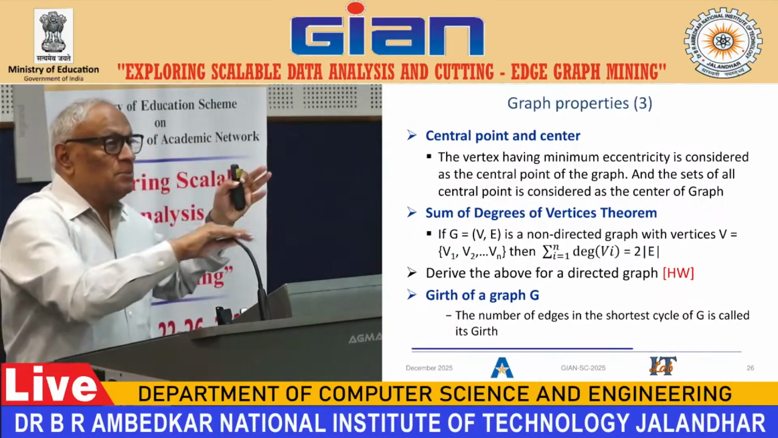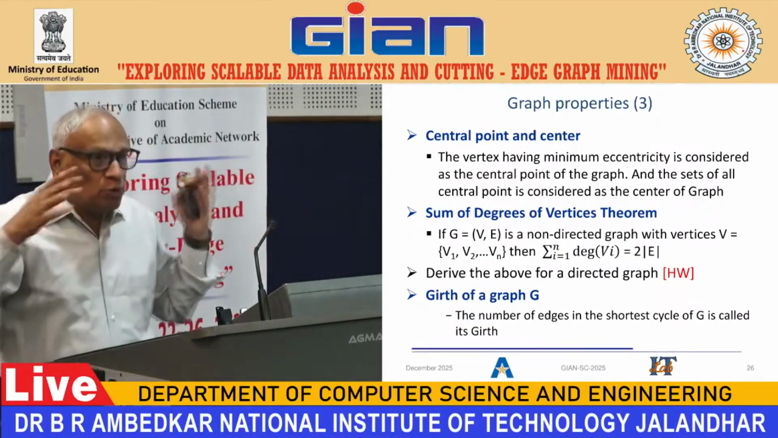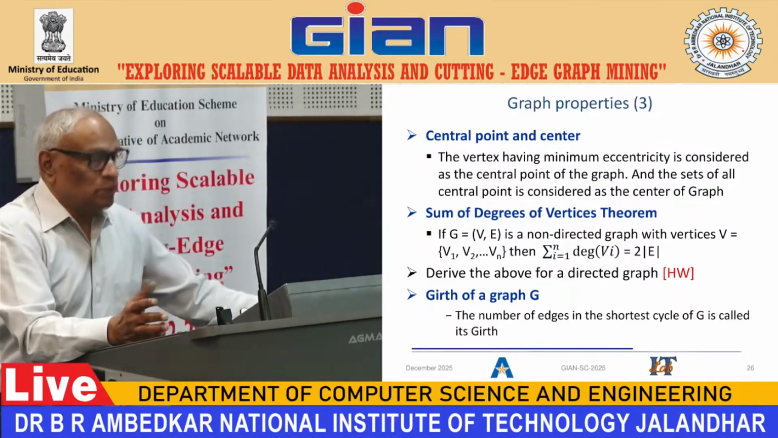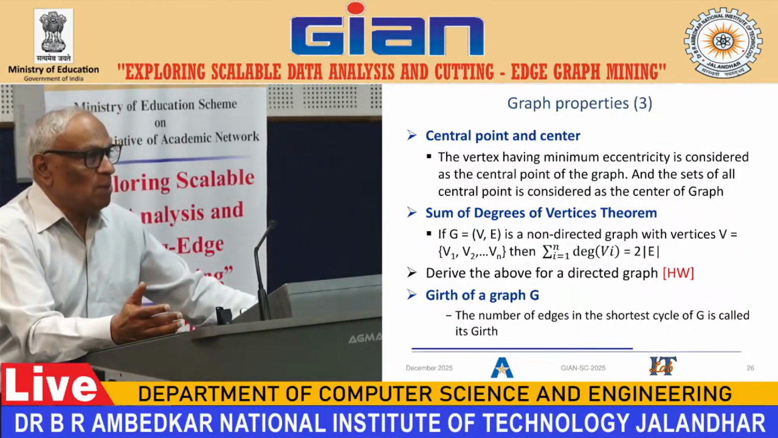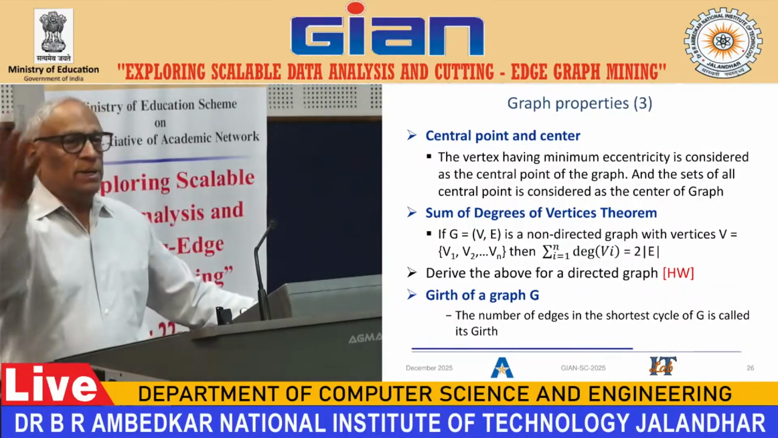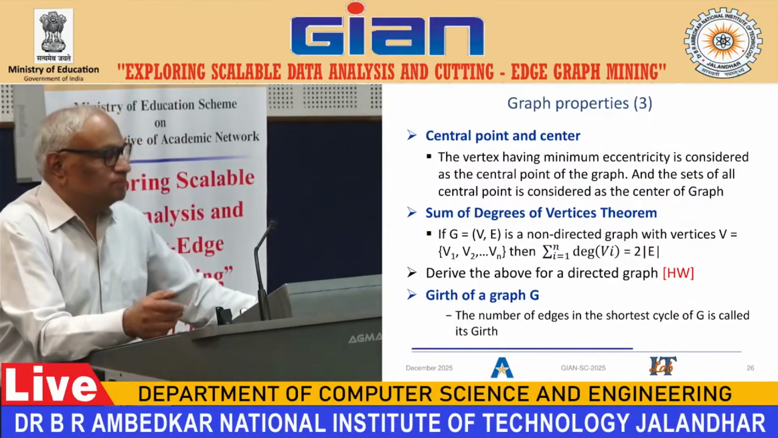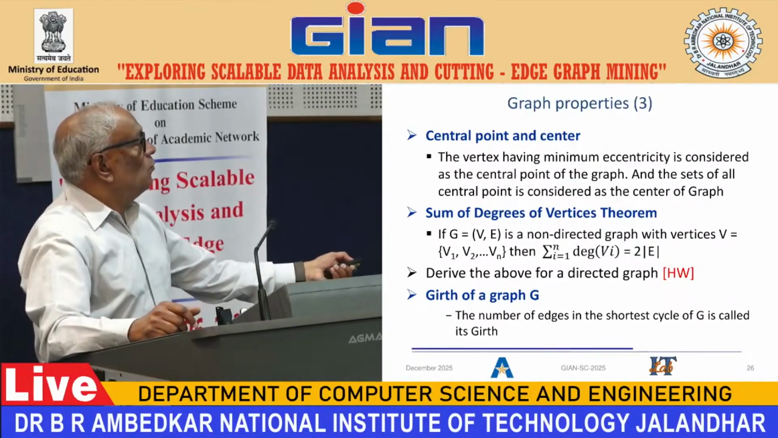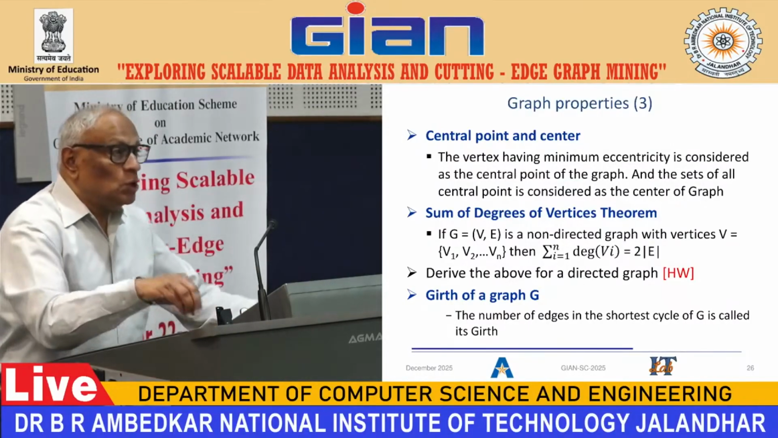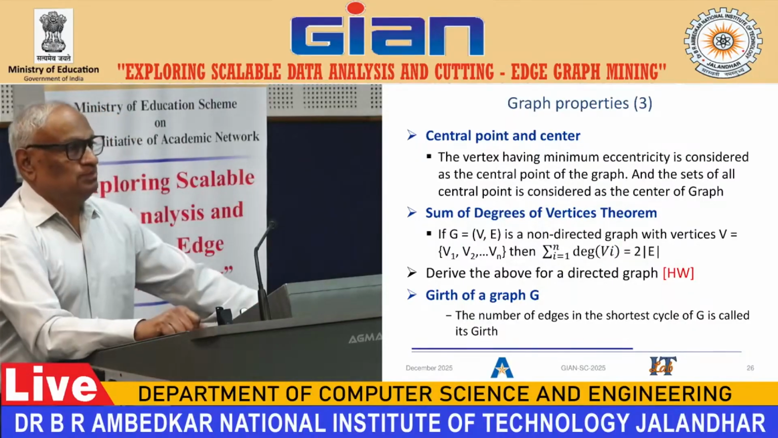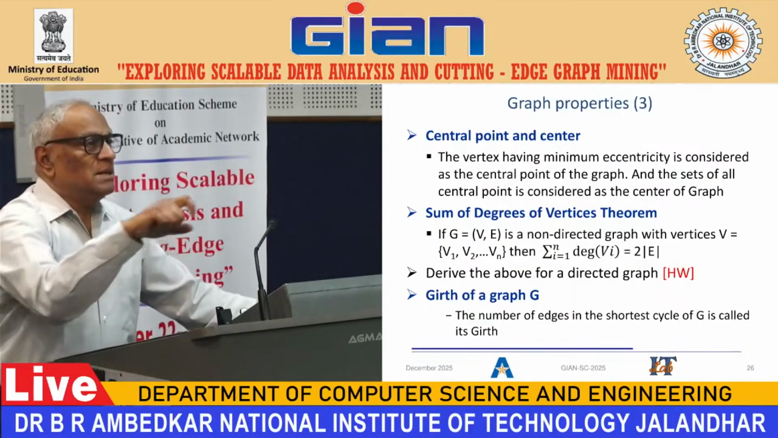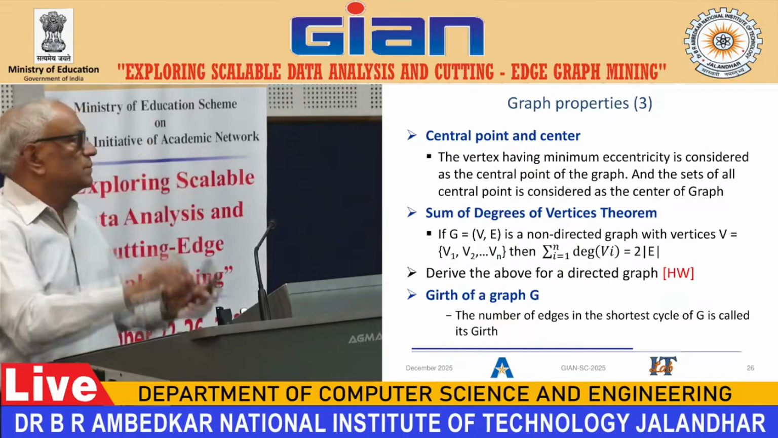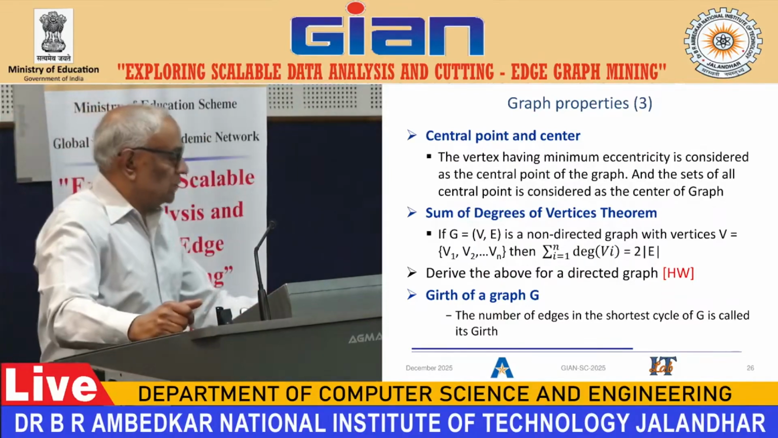Again, the computation is not easy, because you have to do it for all vertices and compute the distance to all other vertices. So this is a complex computation problem. You can do it for 5 nodes, but doing it for 500 nodes is very difficult. And the set of all central points is considered the center. Why a set? Because there may be many nodes with the same value. Then that becomes the center of the graph.